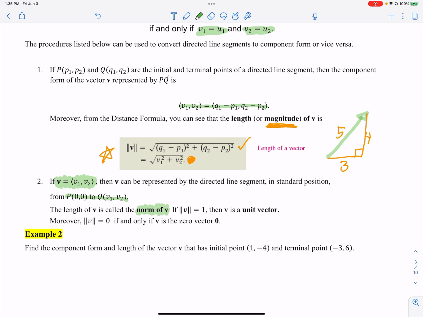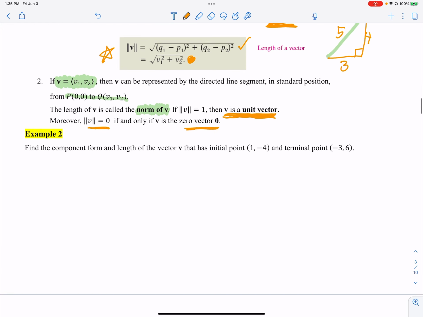If the norm equals 1, then what we call that is a unit vector. Unit meaning 1. If you remember the dreaded unit circle, it's because it had a radius of 1. Unit means 1, so the unit vector has a length of 1. And then if it has a length of 0, that's only true if it's the 0 vector. There's no other vector that's not 0 that would give you a length of 0.